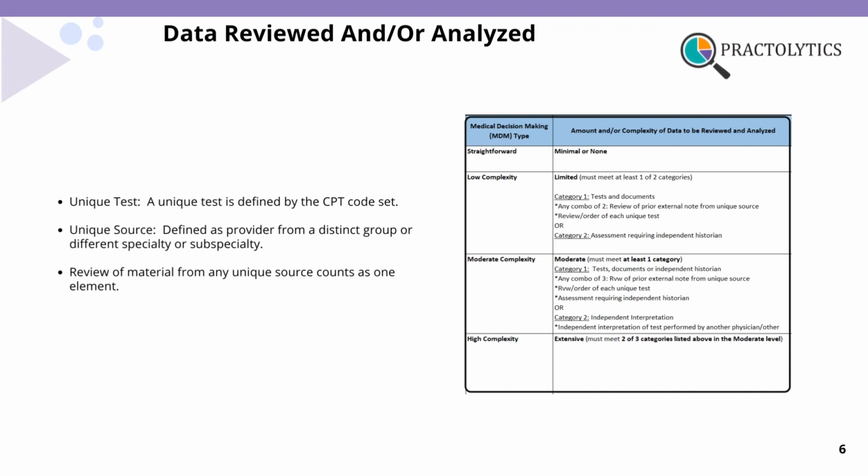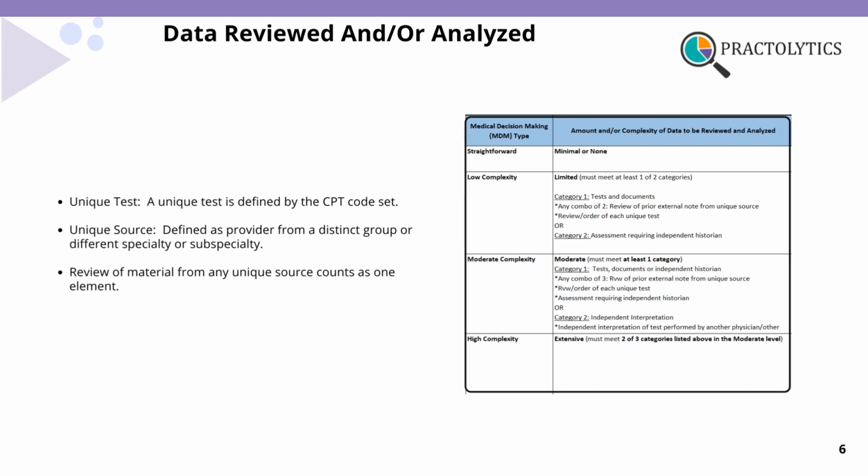So for the data points, understanding the definitions is important when it comes to review or order of diagnostic tests and other elements. So, a unique test. A unique test is defined by the CPT code set. When multiple results of the same unique test are compared during an E&M service, you can count it as one unique test only. For example, if a patient is undergoing serial blood glucose values, and the blood glucose values were drawn three times, it doesn't count as 3 points. It's only a single point because it's the same test that was ordered or reviewed.